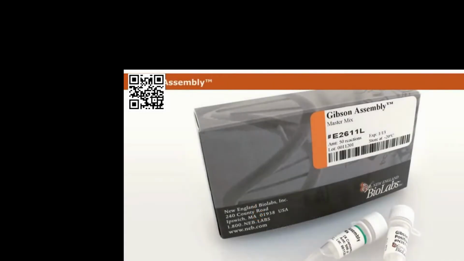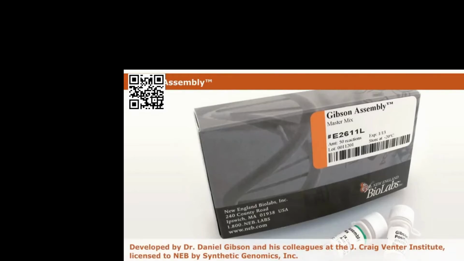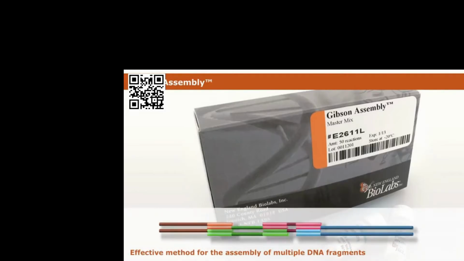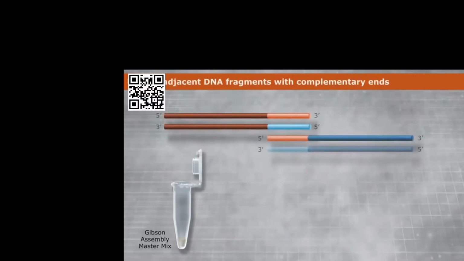Gibson assembly, developed by Dr. Daniel Gibson and his colleagues at the J. Craig Venter Institute, is an effective method for the assembly of multiple DNA fragments. This is accomplished in a single-tube isothermal reaction with Gibson assembly master mix. The method utilizes adjacent DNA fragments with complementary ends, which can be added, for example, by PCR.